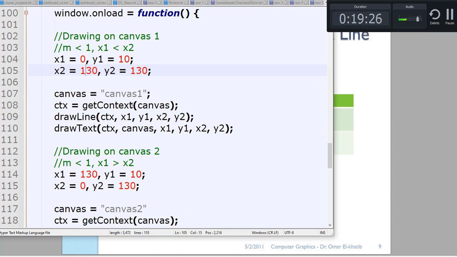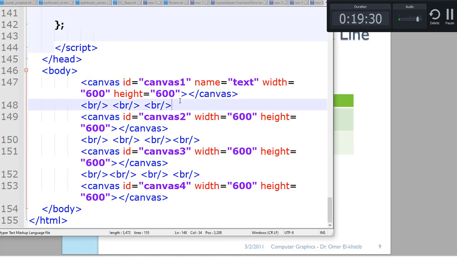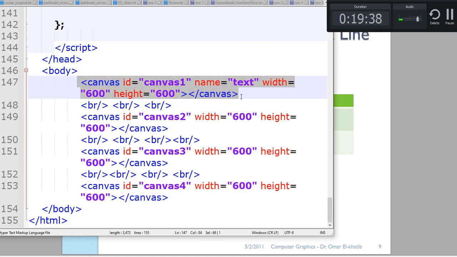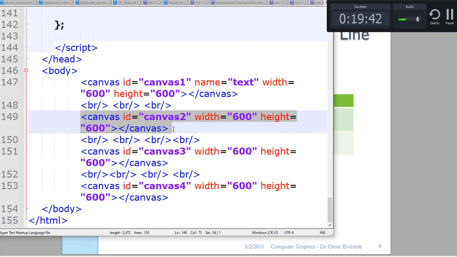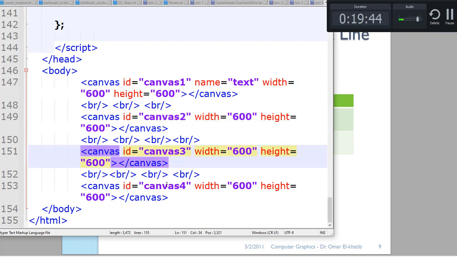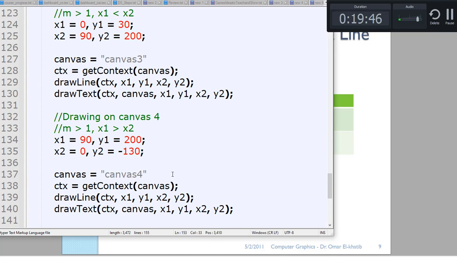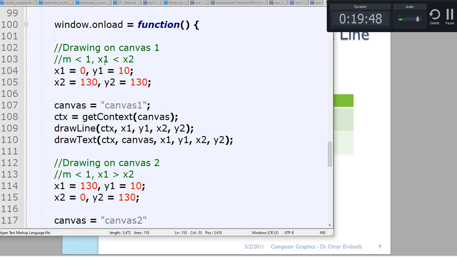We call this canvas 1. Where is canvas 1? Because we have defined 4 canvases here: canvas 1, then canvas 2, canvas 3 and canvas 4. On canvas 1, I will have the first condition, on the second canvas the second condition, then the third condition, and finally the fourth condition. So on canvas 1, I take these points for this condition. x1 is less than x2. You can see 0 is less than 130.